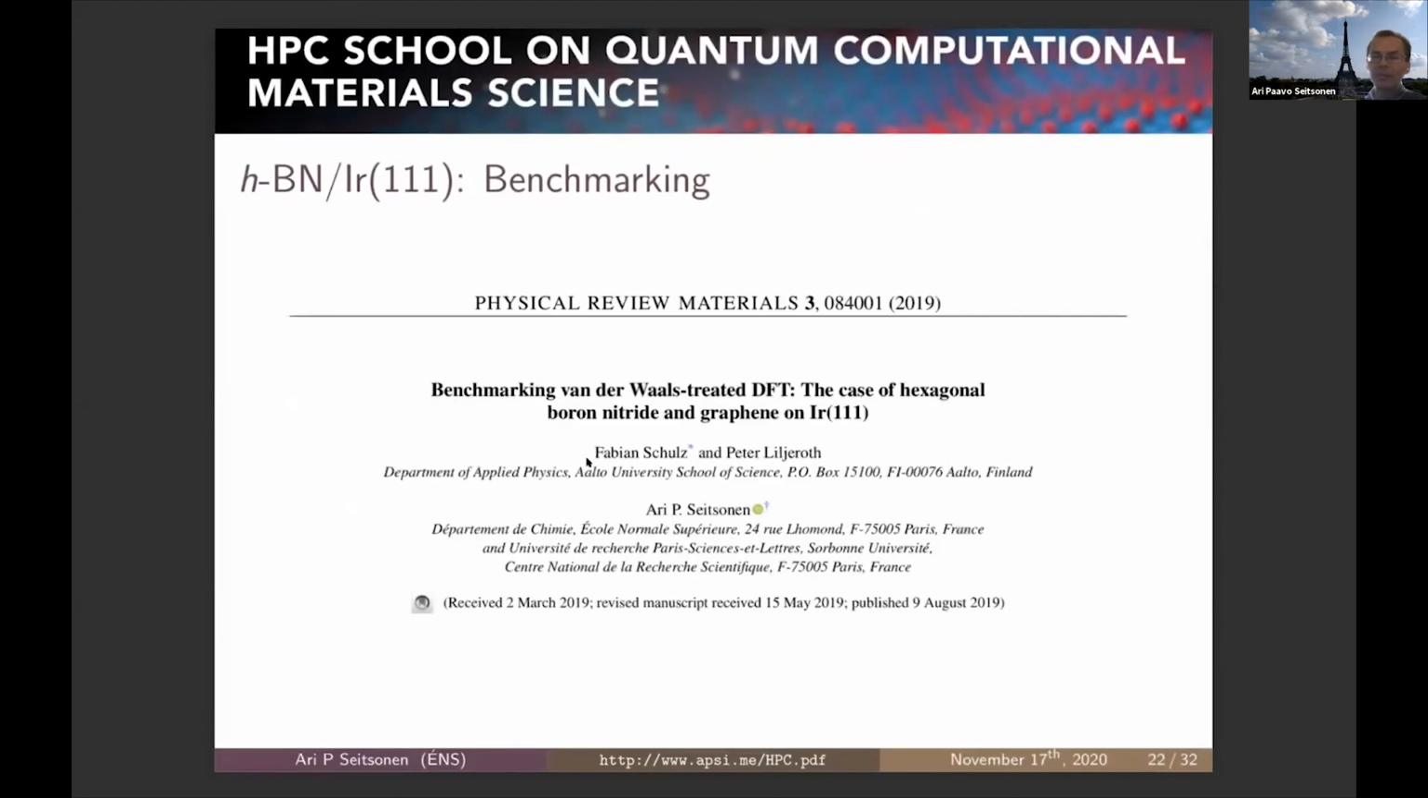So here the experiments were by Peter Liljeroth, who is a professor at Aalto University in my native Finland, and Fabian Schulz was a PhD student at the time. Now actually Peter recently moved to the Fritz Haber Institute in Berlin, so kind of circle closing. So this was published last year. And like I said, it's an experimental study combined with DFT calculations.